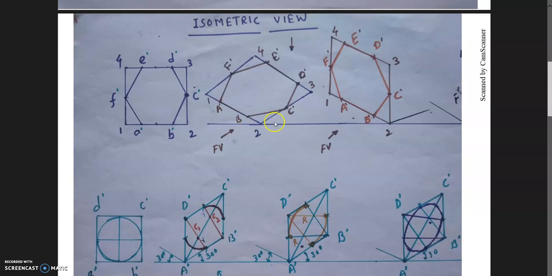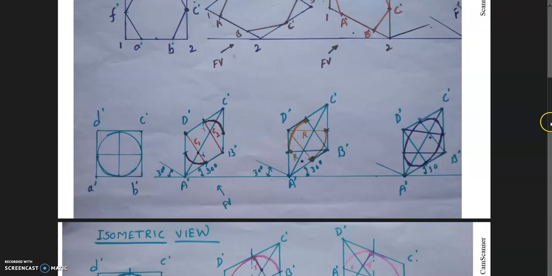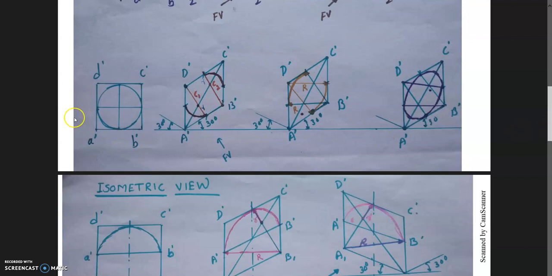So 2 to 1, 2 to 3. This distance is same, 2 to 1, 2 to 3, same distance, square distance actually, and 2 to B and 2 to C, mark here. Then 1 to A, 1 to F, mark here. Then 4 to E, 4 to F. So along that you can make the hexagon. Same here, front view in that directions. Then an important parameter is a circle. How can you make the circle?